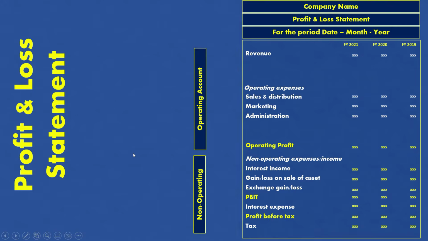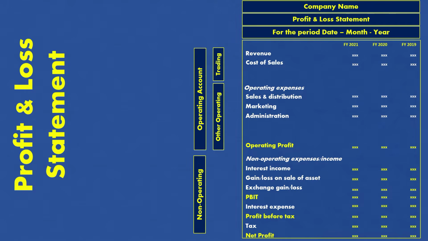Welcome back. So we have already seen this profit and loss statement where we have revenue, operating profit, PBIT, profit before tax, tax and net profit. So we already have seen this format. Now we know that we can further split our operating expenses and income into trading and other operating. And for the trading part, the only expenses that we need to consider is the product cost itself, that is also called cost of sales. So the upper part of the P&L is going to be revenue minus cost of sales, and the net value here will be called the gross profit.